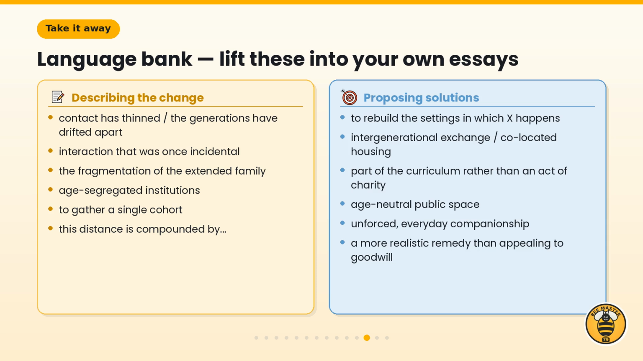Now the language bank. Take these away. For describing the change: contact has thinned, the generations have drifted apart, interaction that was once incidental, the fragmentation of the extended family, age-segregated institutions, to gather a single cohort, and this distance is compounded by. For proposing solutions: to rebuild the settings in which something happens, intergenerational exchange, co-located housing, part of the curriculum rather than an act of charity, age-neutral public space, unforced everyday companionship, and a more realistic remedy than appealing to goodwill.